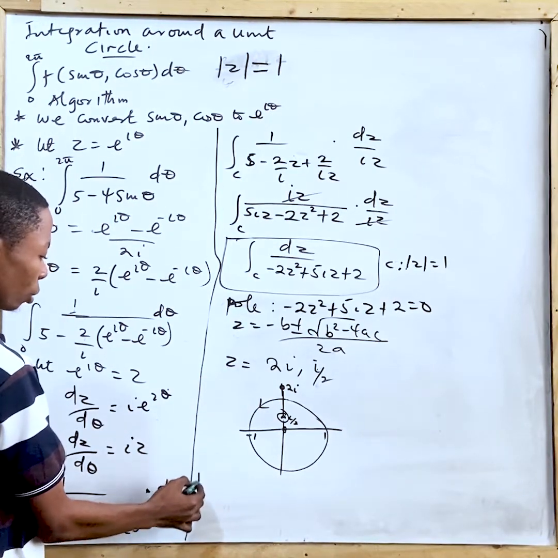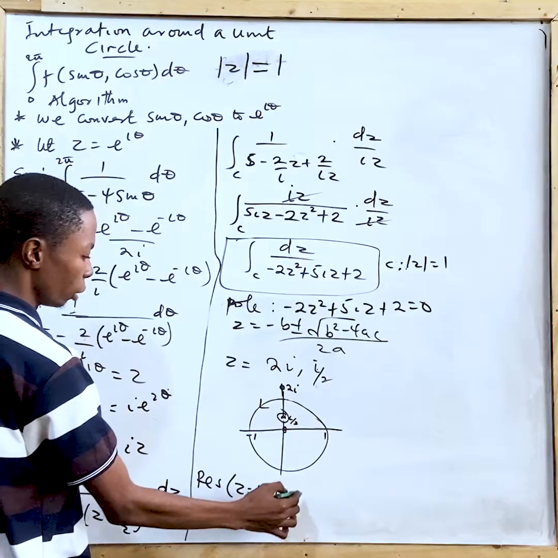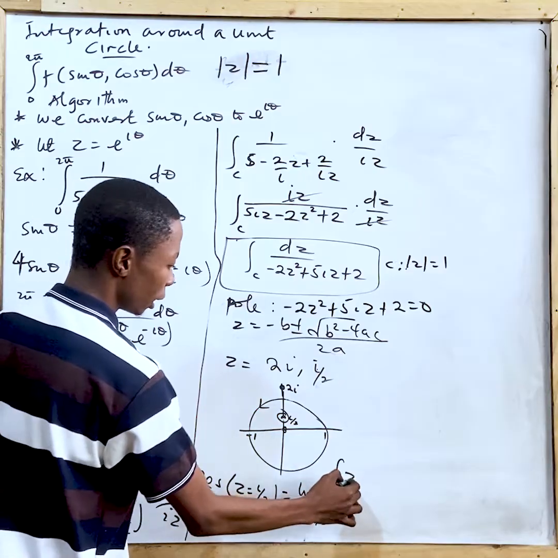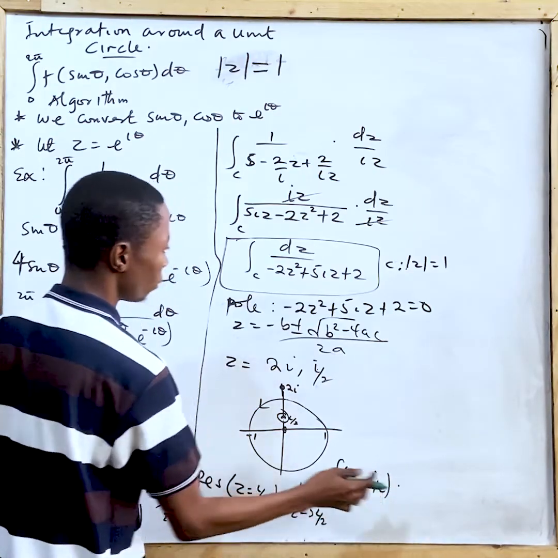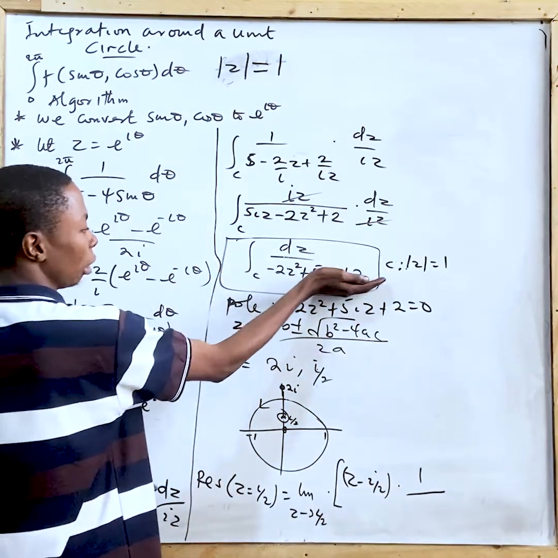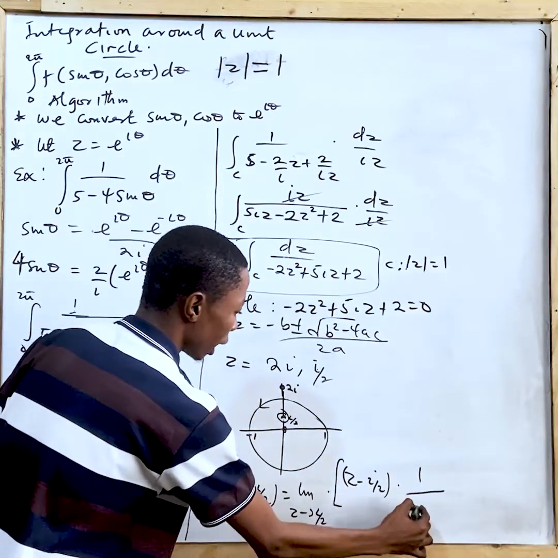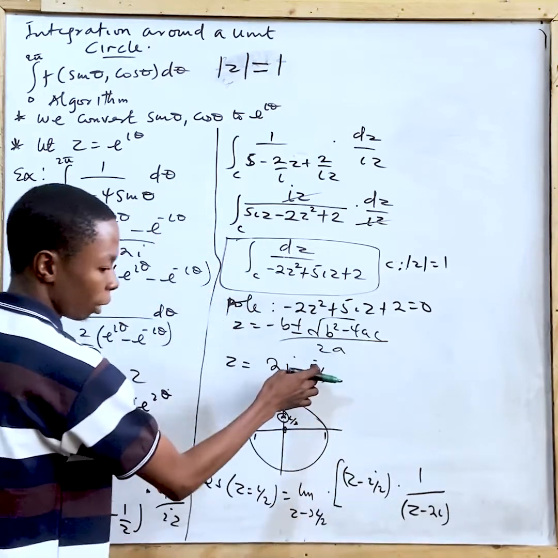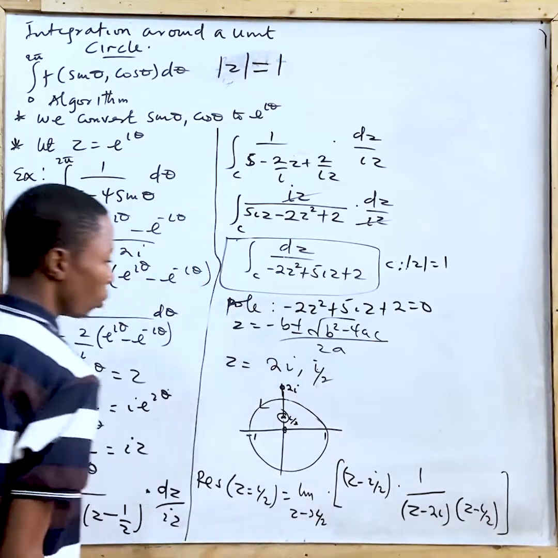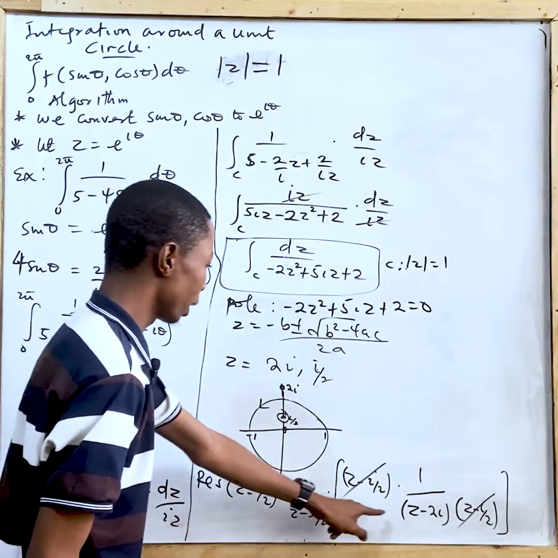So in order to do that, the residue at z equals i over 2, this is a simple pole. It will be the limit as z approaches i over 2 of (z minus i over 2) times f of z. This is our f of z. Our f of z is 1 over... Instead of writing all this jargon, I'll just factorize this. So 1 over (z minus 2i) times (z minus i over 2). So i over 2 will take care of i over 2. So we now take the limit as z equals i over 2.